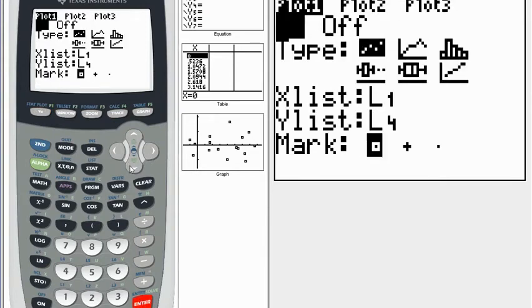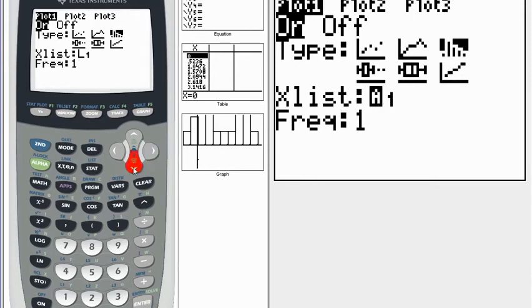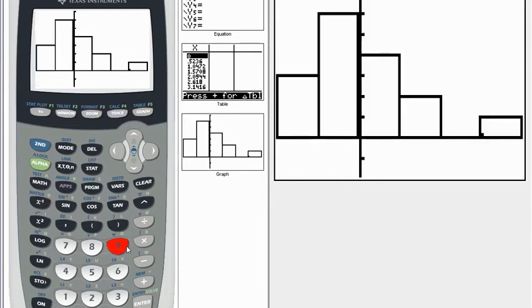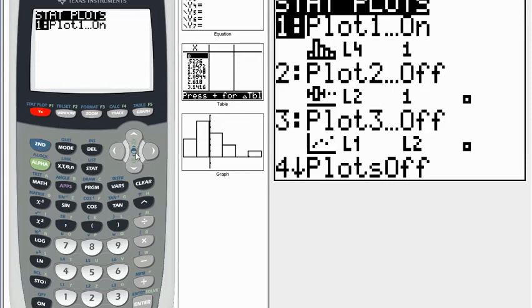Now let's check the nearly normal condition. Beginning with the histogram to see if we have something that looks symmetrical, bell-shaped. This is with the L4 list because we're doing this histogram for the residuals. Again, we're going to have to ZoomStat, and I would say that this looks symmetrical. There's a little bit of a gap there, but I don't think that's enough to be an outlier. And of course, the fast way to confirm that would be to use our box plot.